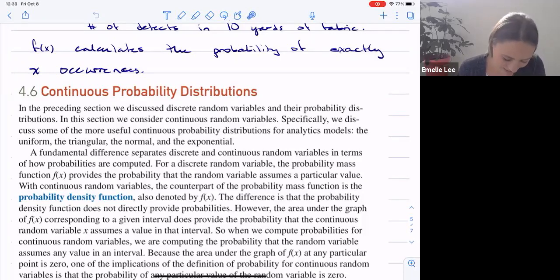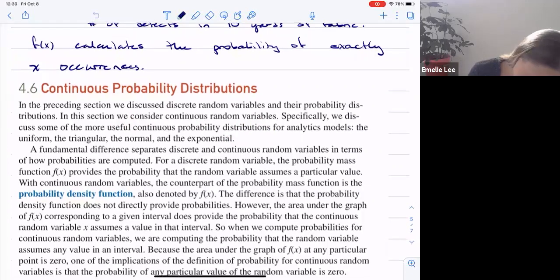So here we talked about discrete random variables, and now we consider continuous random variables. And so now the uniform, the triangular, the normal, and the exponential, let's call them the core 4.